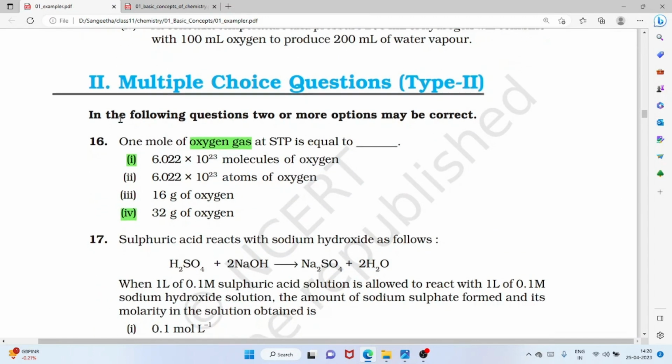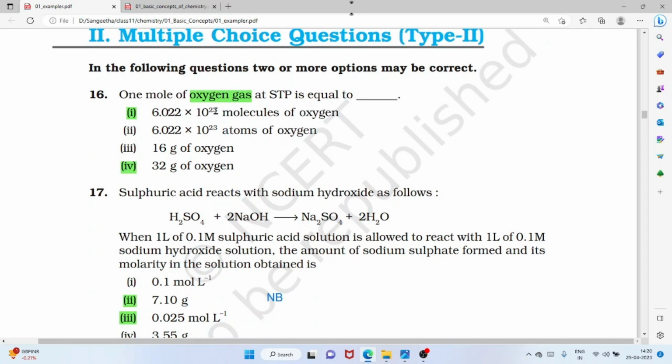Multiple choice questions. 1 mole of oxygen gas at STP. So whichever gas is at STP will have the Avogadro number of molecules. Okay, so 32 grams of oxygen, this is the molar mass of oxygen.